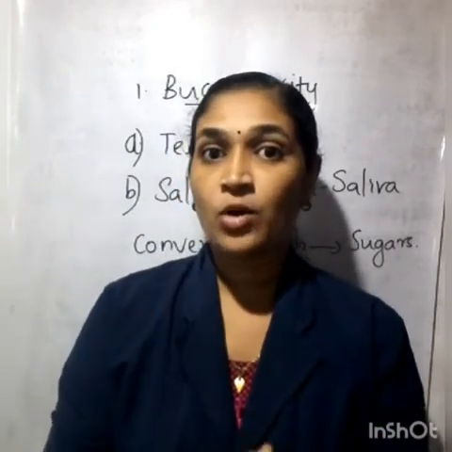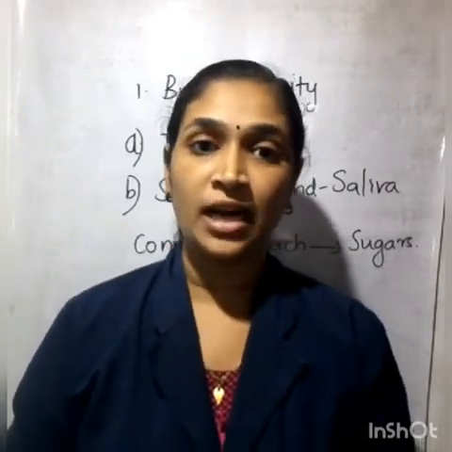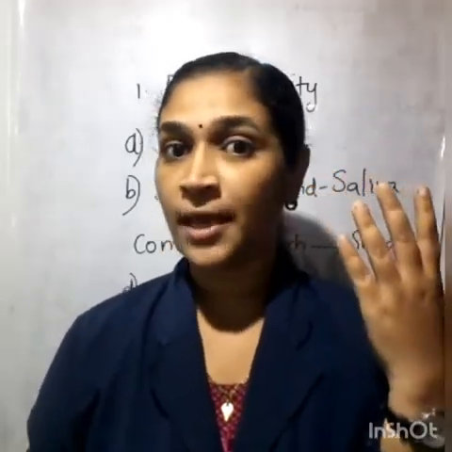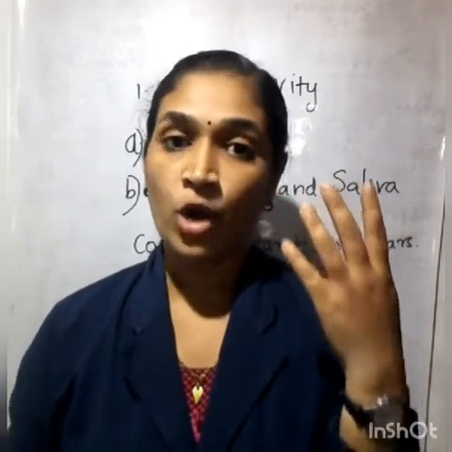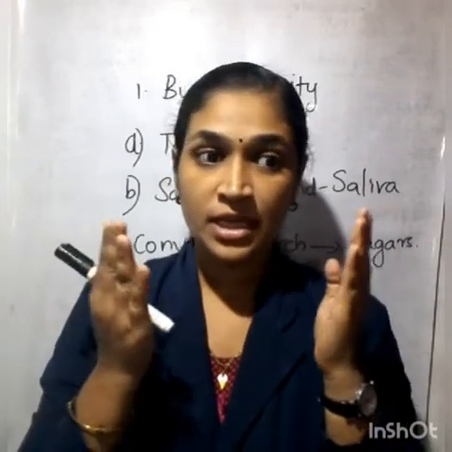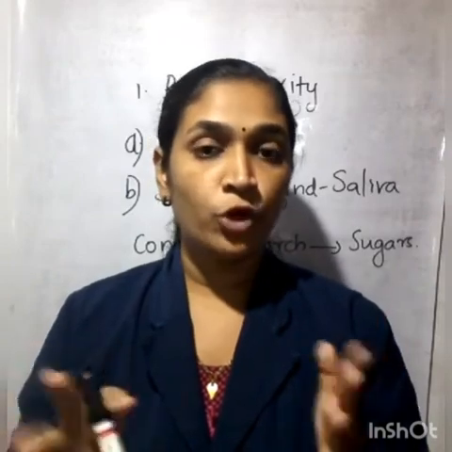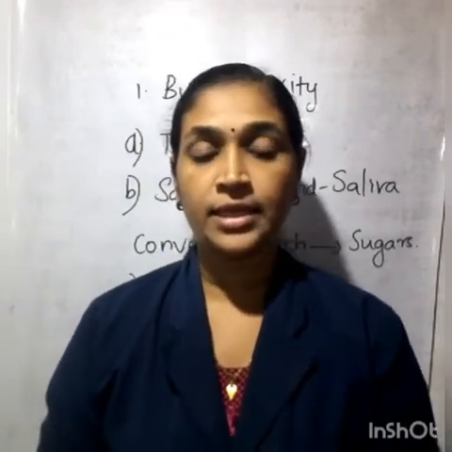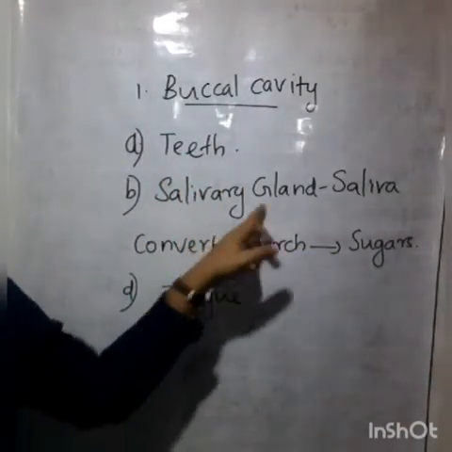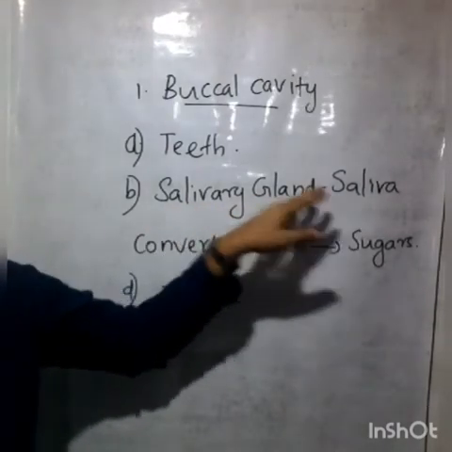We have discussed that in the buccal cavity various kinds of teeth are present. We discussed four major kinds of teeth. Which are they? Yes, molars, premolars, canines and incisors. And we have seen the number of these various kinds of teeth. Hope you understand what we discussed in our last class. Now we are moving to the next part in the buccal cavity, that is the salivary gland.